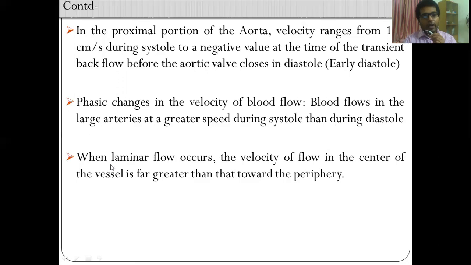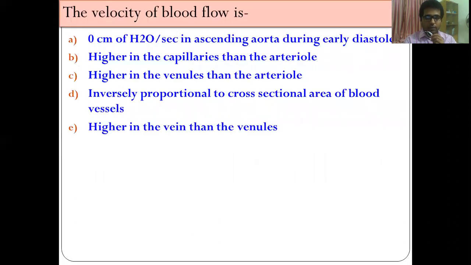Now, another thing: when laminar flow occurs, the velocity of flow in the center of the vessel is far greater than toward the periphery. That means if you consider a river, the velocity of the flow will be maximum at the center of the river, but it is lowest, or minimum, near the edge, or near the wall of the blood vessels. Is it clear?